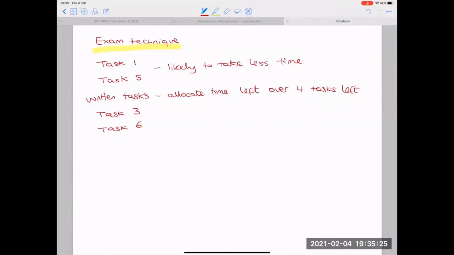And I would do task 3 and then task 6, because typically they go quite well. People like the skills involved.